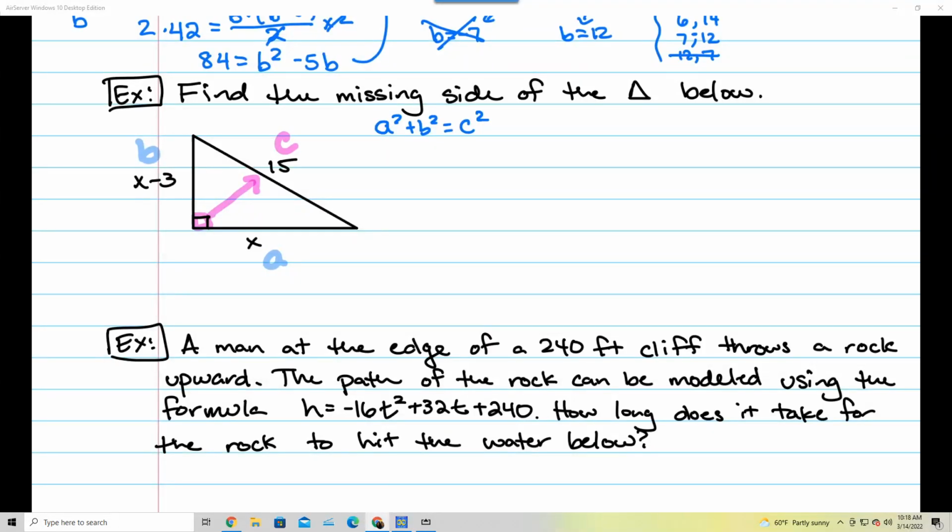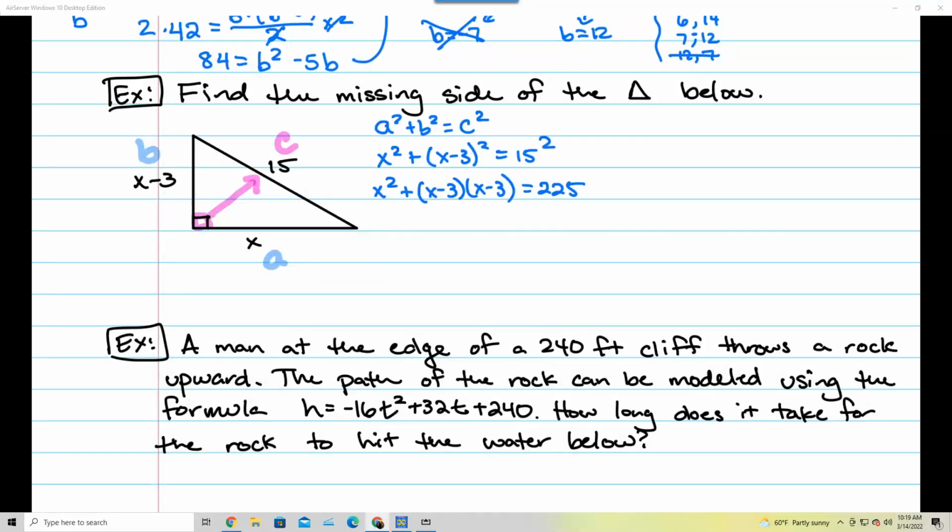So when I say a squared, what I really mean is x squared, plus, when I say b squared, what I really mean is (x minus 3) squared. And when I say c squared, that's going to be 15 squared. On this type of problem, we're going to go ahead and expand that (x minus 3) squared. So I'm going to rewrite it. This is going to be x squared plus (x minus 3) times (x minus 3). And 15 squared, that's 225.